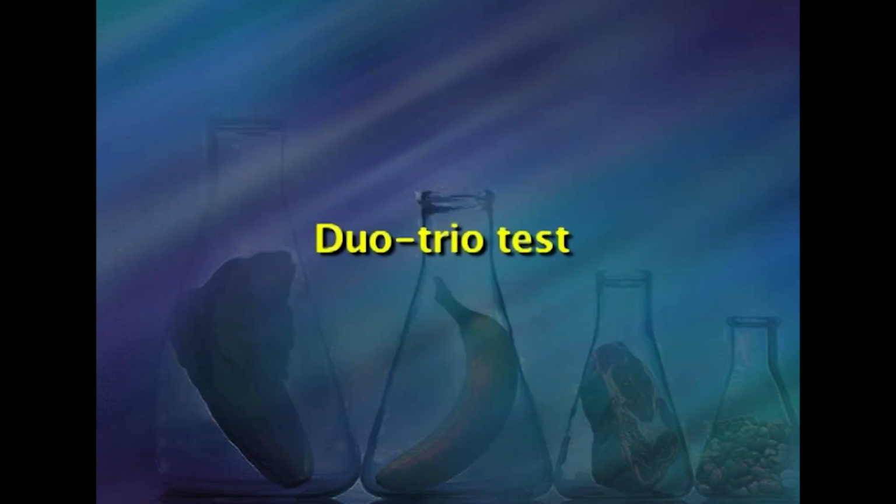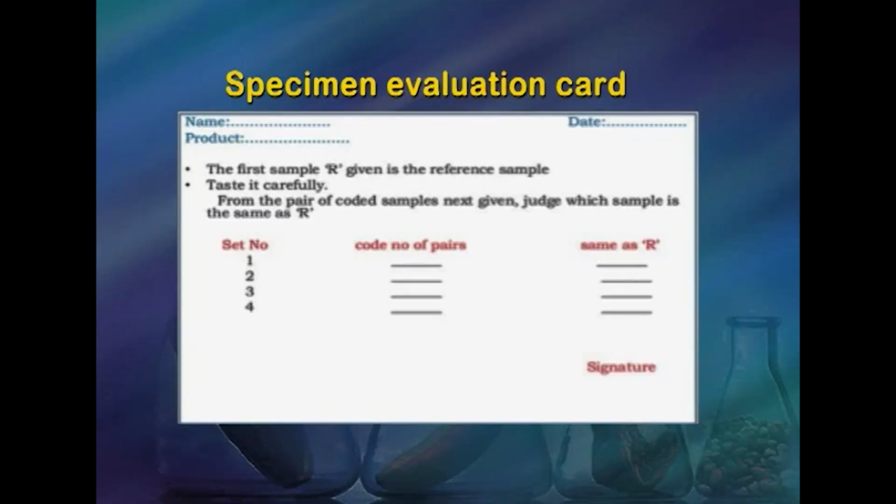Next, we will see about the duo-trio test. This test employs 3 samples, 2 identical and 1 different. The panel is first given one of the pair of the identical samples as known reference sample R and the other 2 successively in random order and asked to match one of these with the first one. A positive answer is required even if it is a guess. The chance probability of placing the samples in a certain order is 1/2.